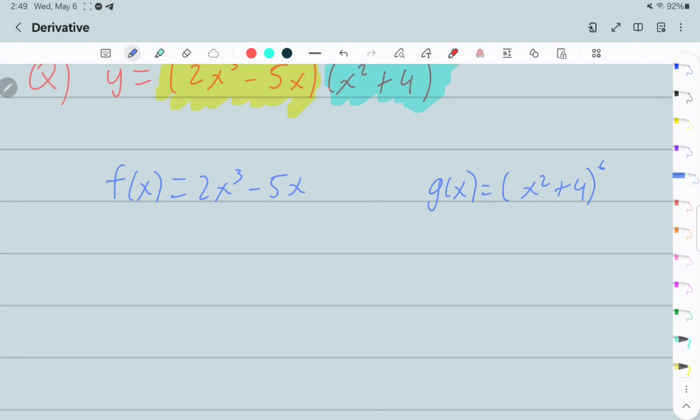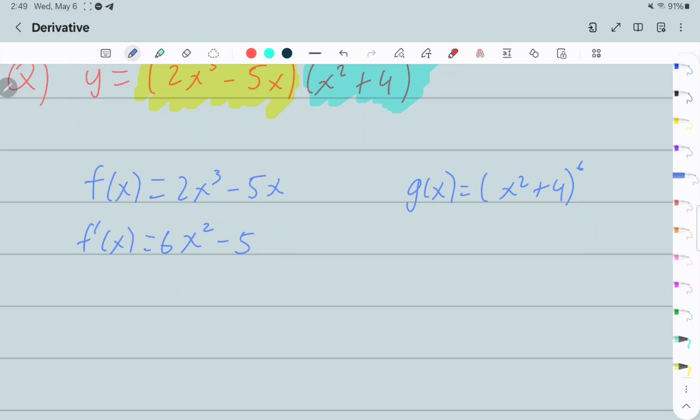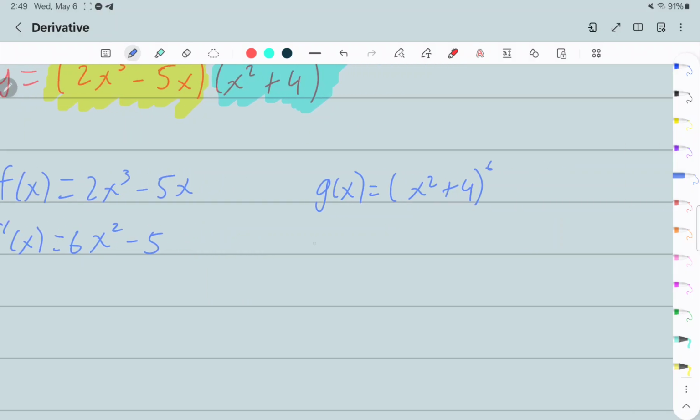6. Now, if I ask you what's f dash x, you simply say 2x cubed is going to be 6, 3 times 2 is 6, x, and 3 minus 1 will give you 2, and minus 5 will just be minus 5, and that's it. And for the g dash x, now remember, g dash x is not just simply x squared plus 4. There's an outer function, and then there's an inner function, which is x squared plus 4. So you apply your chain rule on this one.